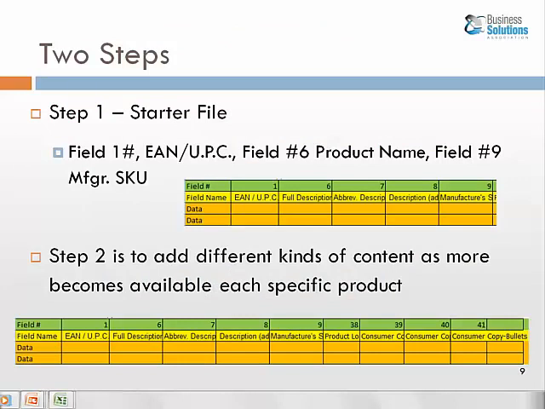There are basically 2 steps. The starter file is used for a company to train the people who will need to actually make the content files happen, to familiarize them with terminology and concepts, and to demonstrate the level of compliance. Starter file includes field number 1, EAN UPC, field number 6, product name, field number 9, manufacturer's SKU. Step 2 is to add different kinds of content as more become available for each specific product.